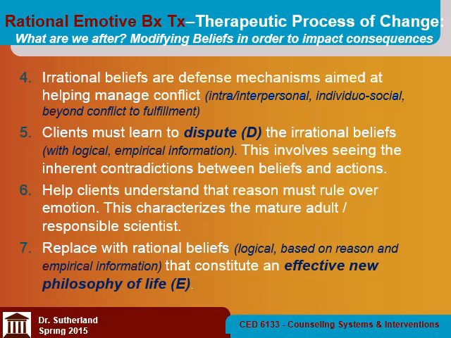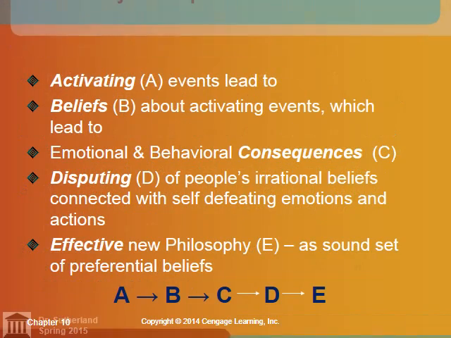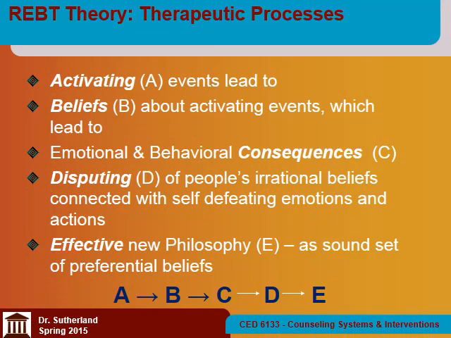Oh, we missed one. Replacing the irrational beliefs with rational beliefs. All right, and the development of an effective new philosophy of life, and that is as important as well. All right, I think that's it. And this is just an overview of all of the pieces of the process: A, B, C, D, and E. And so just be sure that you're aware that all of these pieces are encompassed in Albert Ellis's theory, which will be different from Aaron Beck's theory.